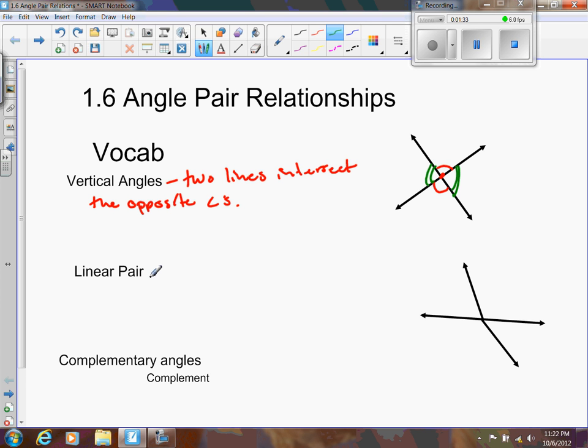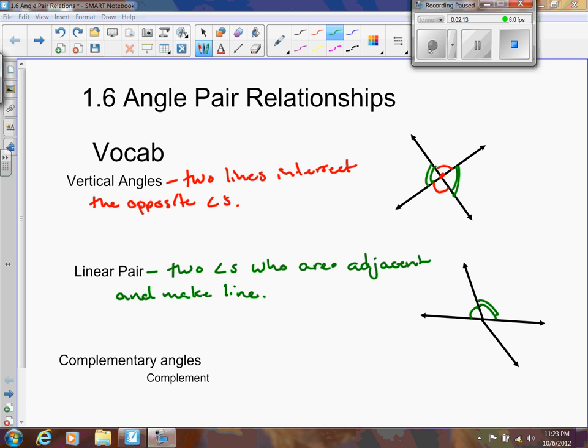Now a linear pair is two adjacent angles that make a straight line. Two angles who are adjacent and make a straight line. Now remember, in geometry all lines are straight, so that's kind of redundant to say straight line. So for example, this angle and this angle are a linear pair.